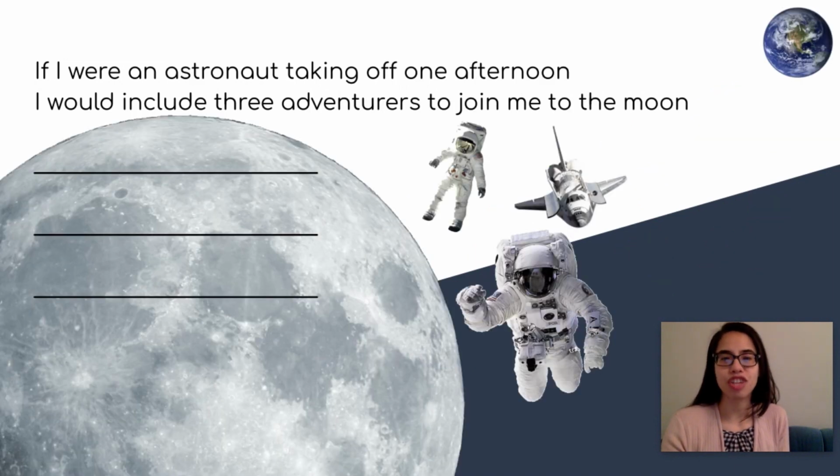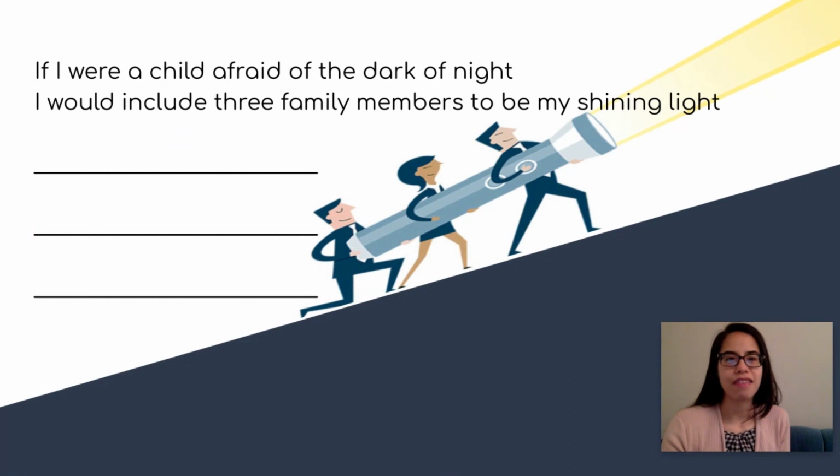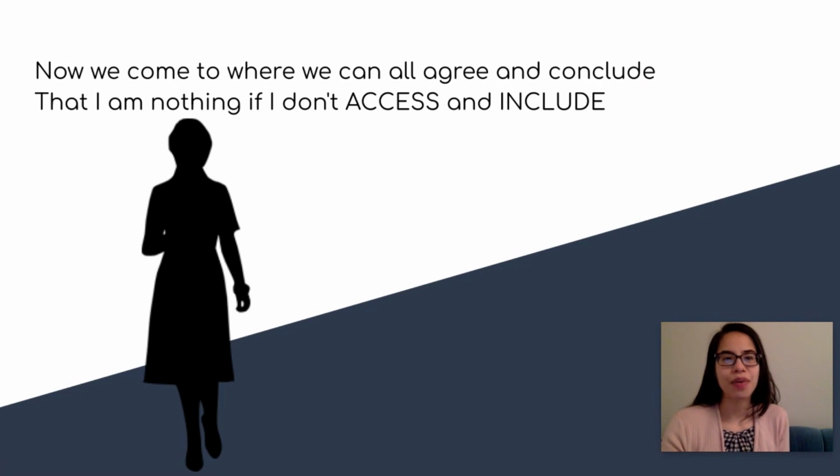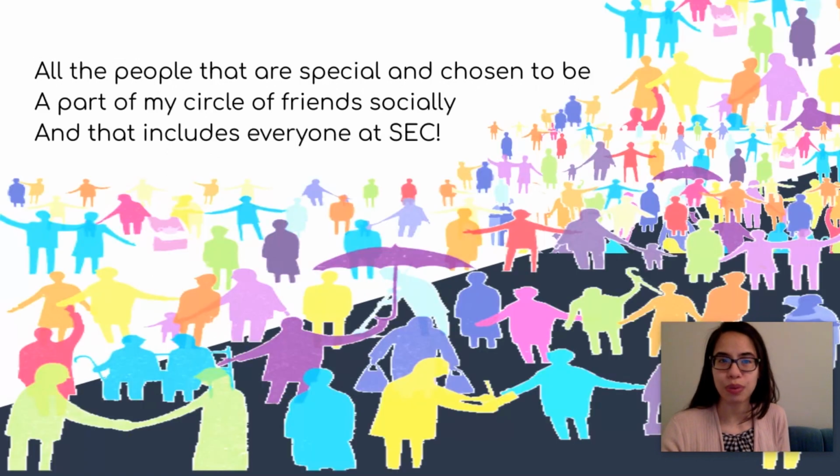If I were an astronaut taking off one afternoon, I would include 3 adventurers to join me to the moon. If I were a child afraid of the dark of night, I would include 3 family members to be my shining light. Now we come to where we can all agree and conclude that I am nothing if I don't access and include all the people that are special and chosen to be a part of my circle of friends socially, and that includes everyone at SEC.